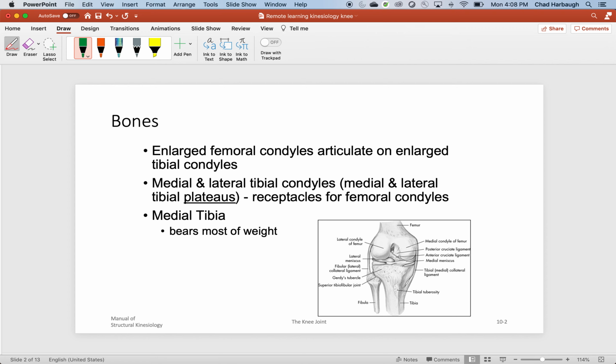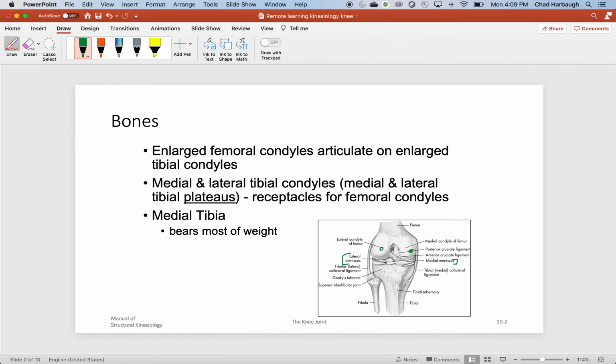So the first part that we're going to look at is the enlarged femoral condyles. These femoral condyles that we can see here, the medial femoral condyle and the lateral femoral condyle, aren't directly articulating with the medial and lateral tibial condyles. Instead, there are structures such as the medial and the lateral meniscus, which are composed of fibrocartilage, which provides cushion and support.